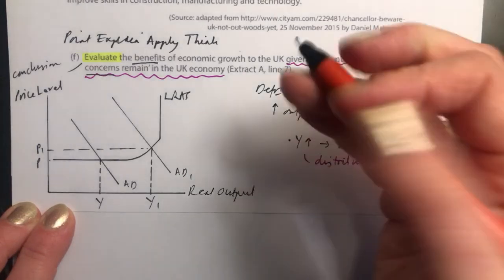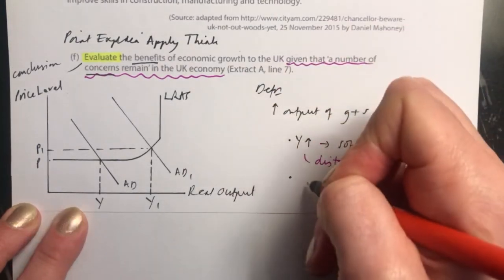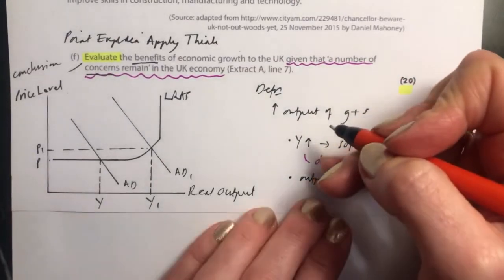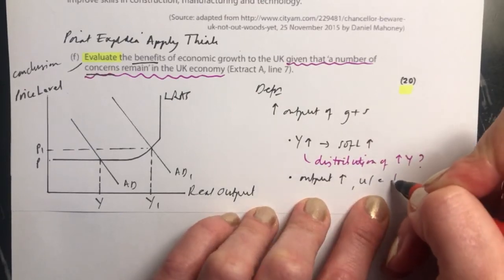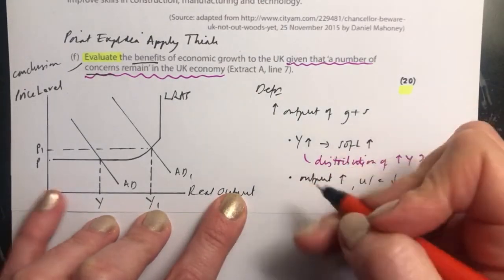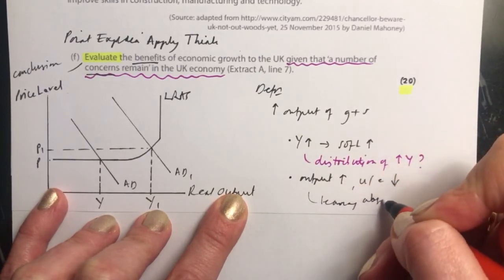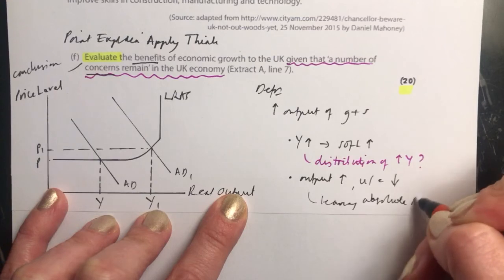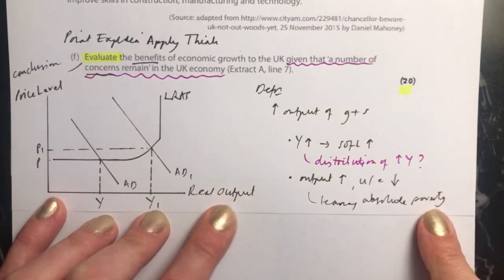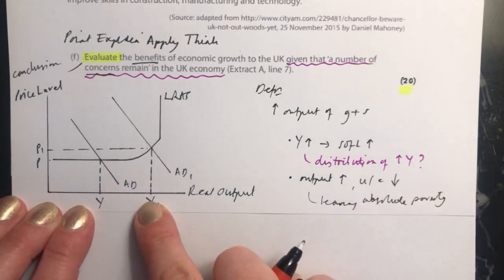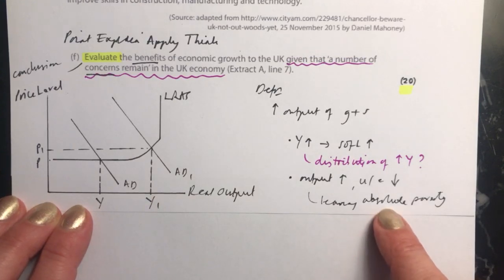Another point that you could make is that as output goes up from y to y1, this causes unemployment to go down. And you could talk about some people now leaving absolute poverty, perhaps. So if it was somebody who you could argue was living from a food bank, for example, and now they have a job because unemployment has gone down because of this increase in output, then they will no longer be in absolute poverty because they'll be able to afford their everyday needs.